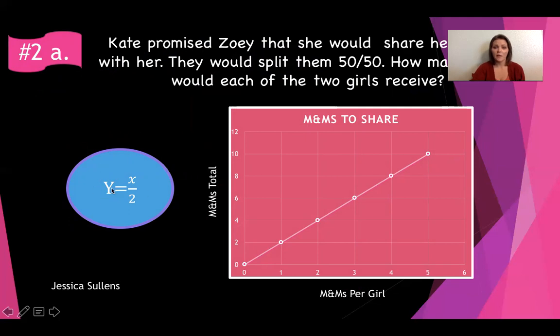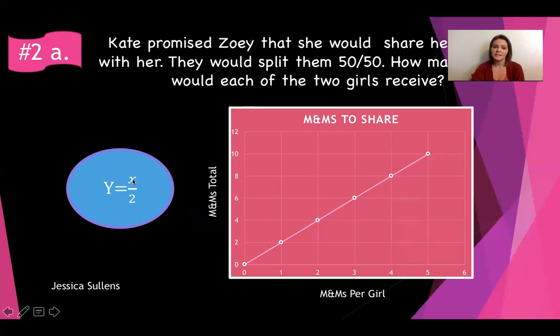We're trying to figure out y, and y would be how many M&Ms each girl receives, and then our x would be the number of M&Ms we start with. So Kate could have any number of M&Ms. She might have 5, she might have 20, she might have 30. But we're going to keep it simple today and say she had 6 M&Ms. So we would plug this 6 into our x.